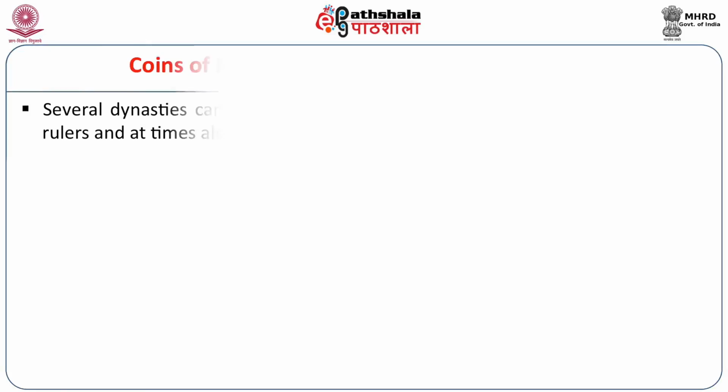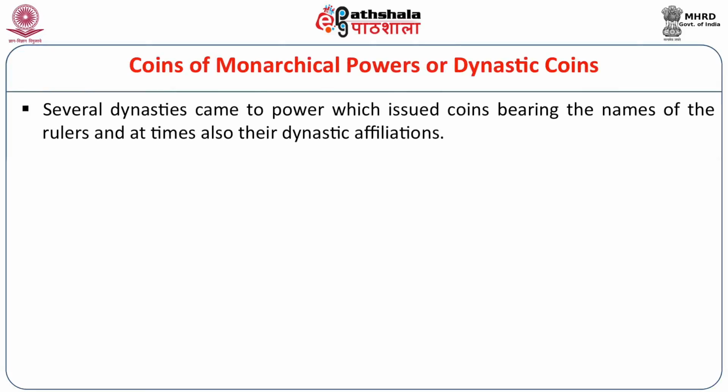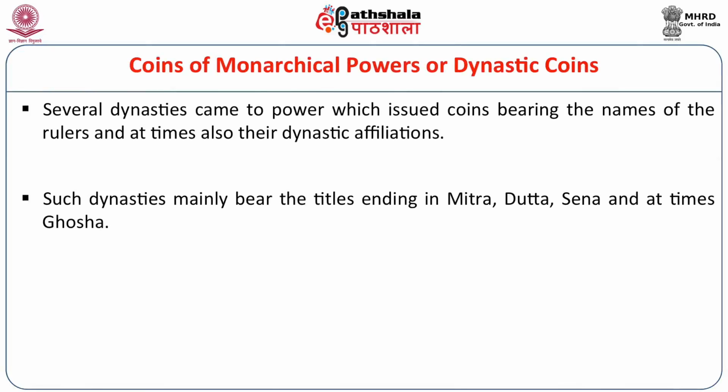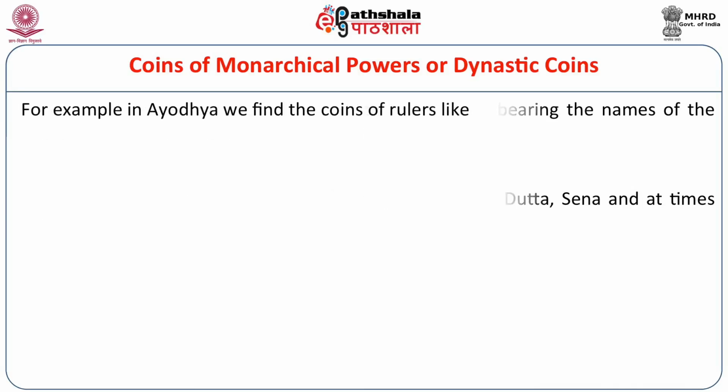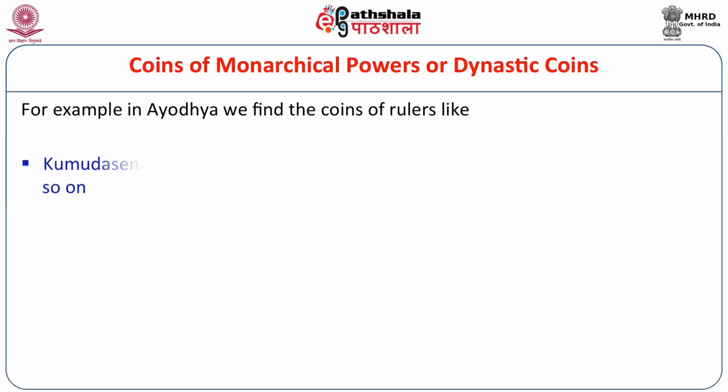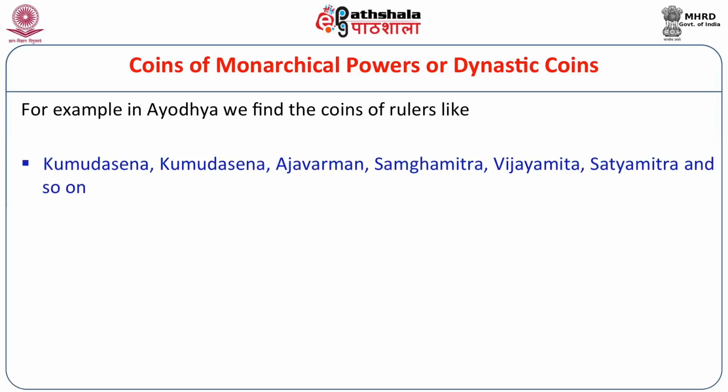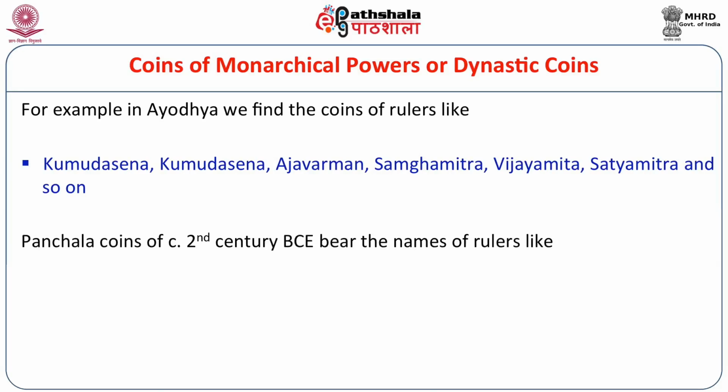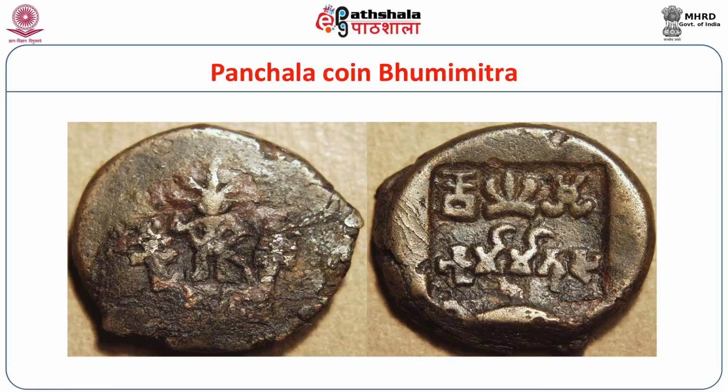Now, coins of the monarchical powers and dynasties. As I had already mentioned, several dynasties in North India came up, and these rulers were using the titles or name endings like Mitra, Datta, Ghosha, and Sena. So these powers were minting the coins which had the names of the rulers and also the dynastic names. For example, in Ayodhya, we find the coins of rulers like Kumudasena, Ajavarman, Sanghamitra, Vijayamitra, Satyamitra, and so on.